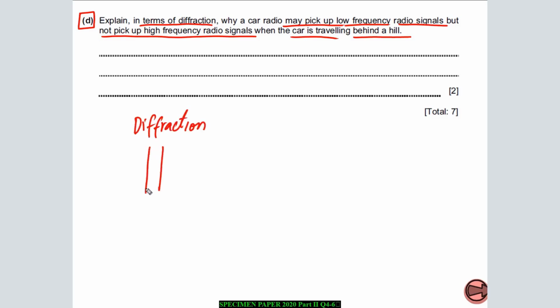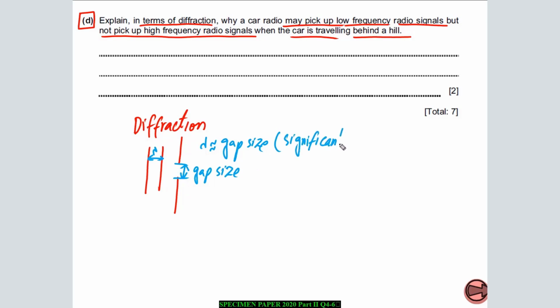Let's say these waves are coming and we have a barrier here. If the gap size, this gap size, is almost equal to the lambda, the wavelength, then we have significant diffraction. This is one thing we need to understand. Significant diffraction occurs when these two are almost equal. So there will be significant diffraction.